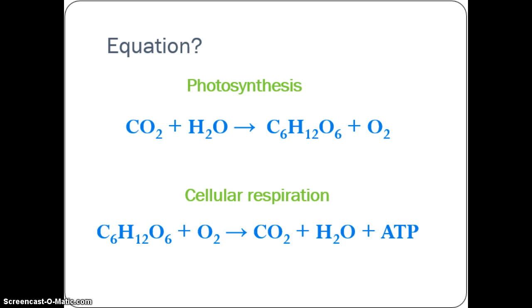So this is the equation. They're both equations for both the processes. For photosynthesis, you end up using carbon dioxide and water to make glucose and oxygen. For cellular respiration, you end up using glucose and oxygen to make carbon dioxide, water, and ATP. Three things made. Make sure you've written the equations down. I'll come back to you if you guys don't finish.